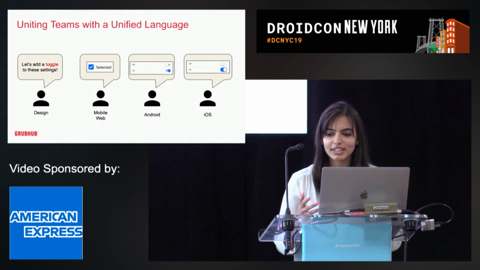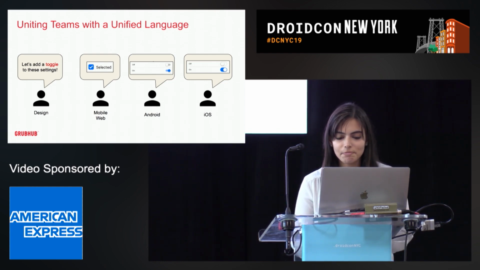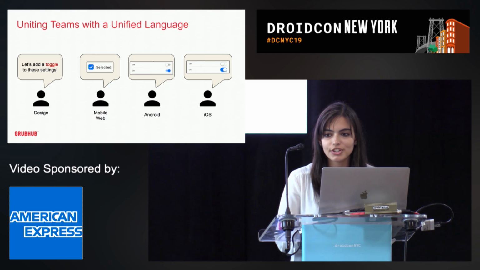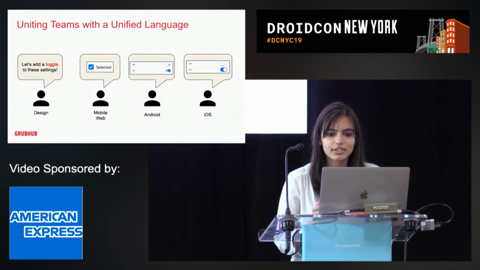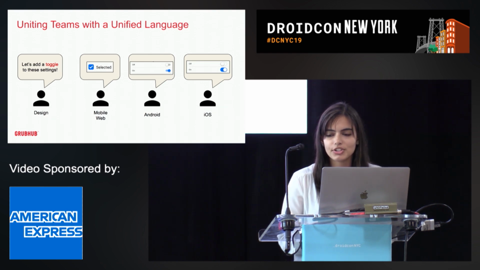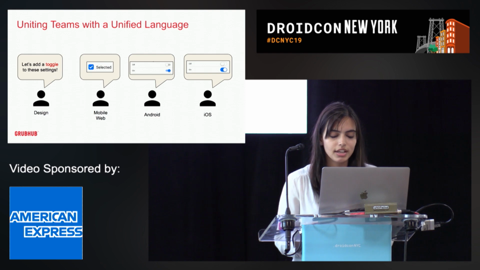So, going forward, if the design team asks us to add a toggle, now a toggle is a very vague term, but the web engineers understood that they needed to add a checkbox, the Android team understood that we needed to add an Android switch, and the iOS team understood to add in the iOS switch as per Apple's HIG guidelines. And that helped us solve so many communication problems that we were having between each of the engineering teams, as well as with the design team.